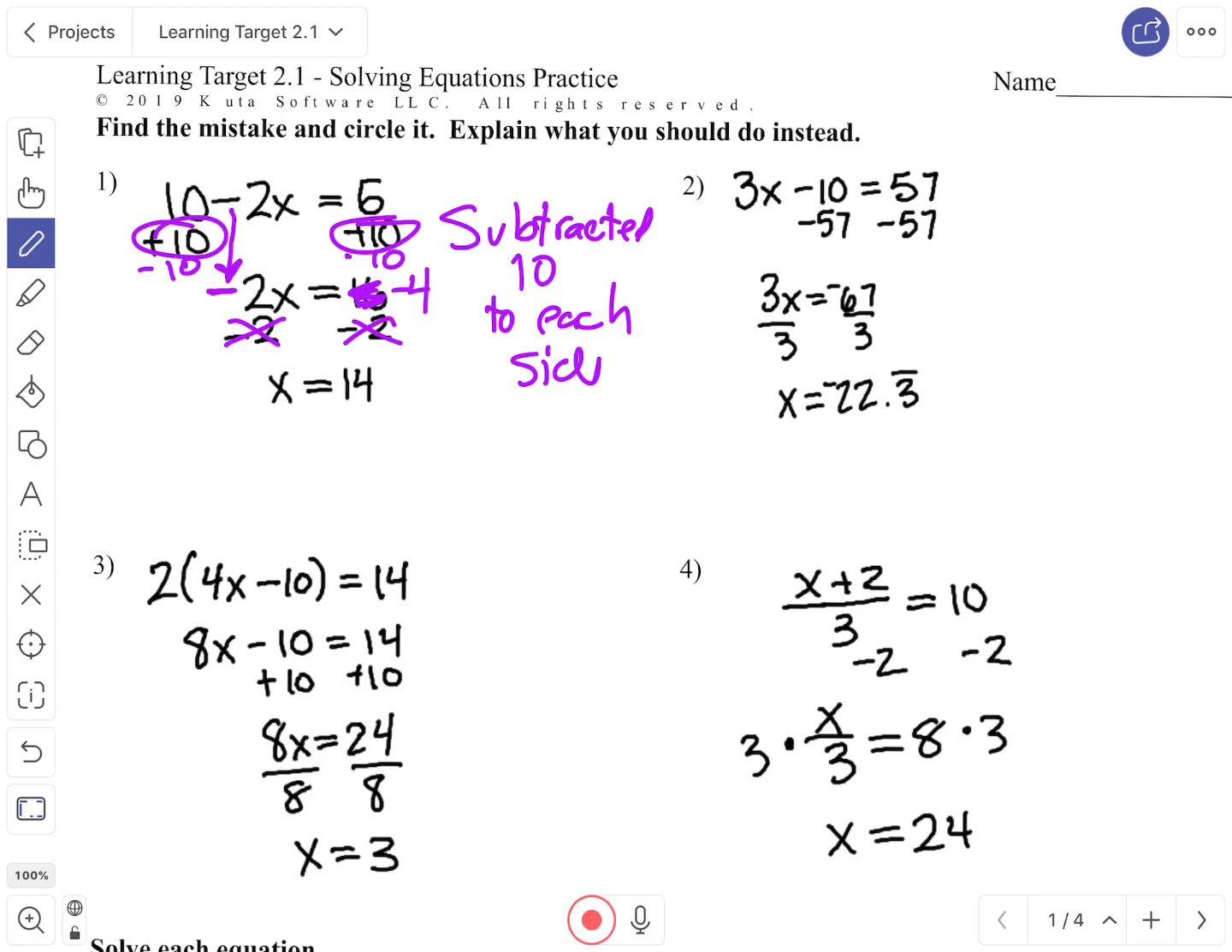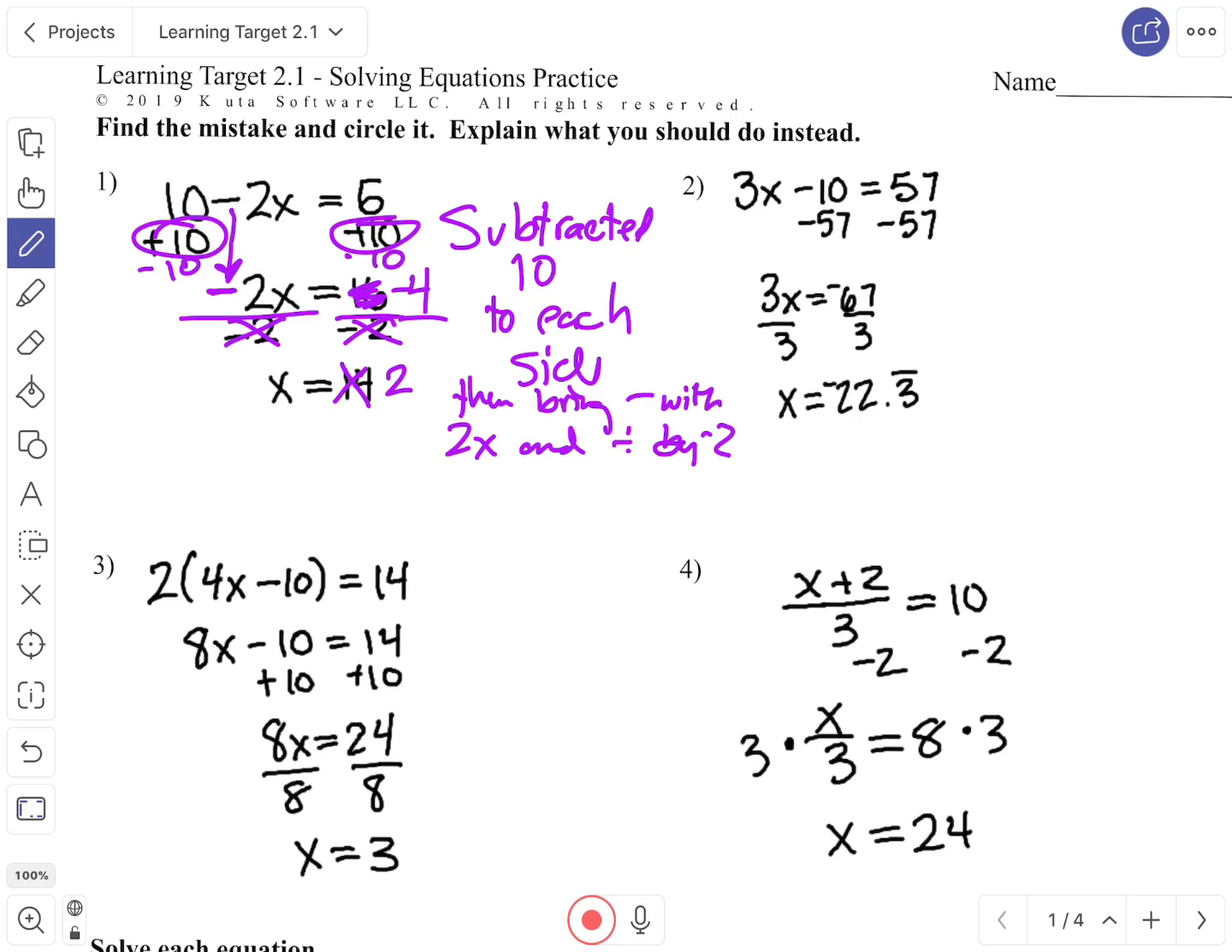Okay, so this guy, they actually made a ton of mistakes. Pretty much every mistake you can make, they made. Okay, so we needed to divide by a negative 2, and then that would have given us a positive 2 as your answer. Okay, so subtract a 10 from each side is what they needed to do. Then bring the negative with 2x and divide by negative 2. Okay, number 2.